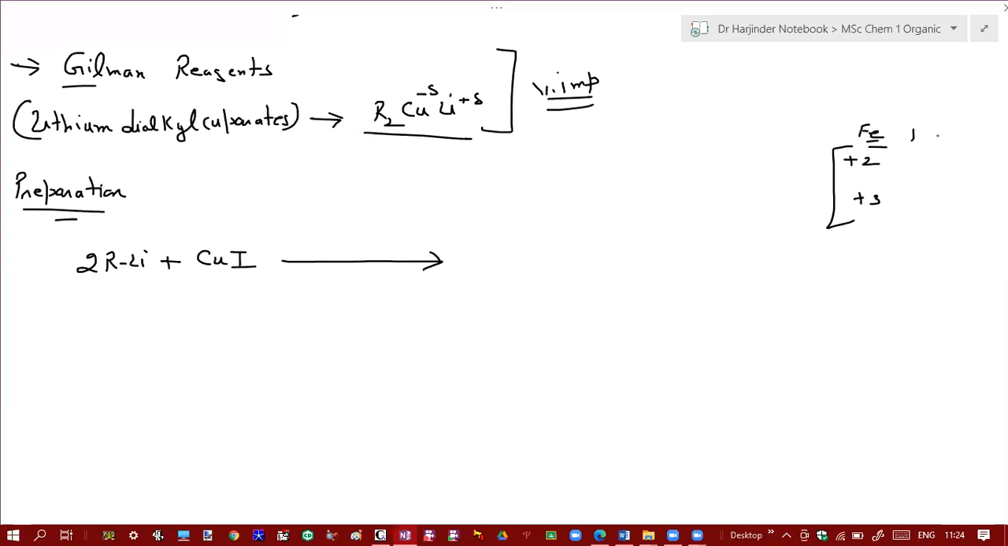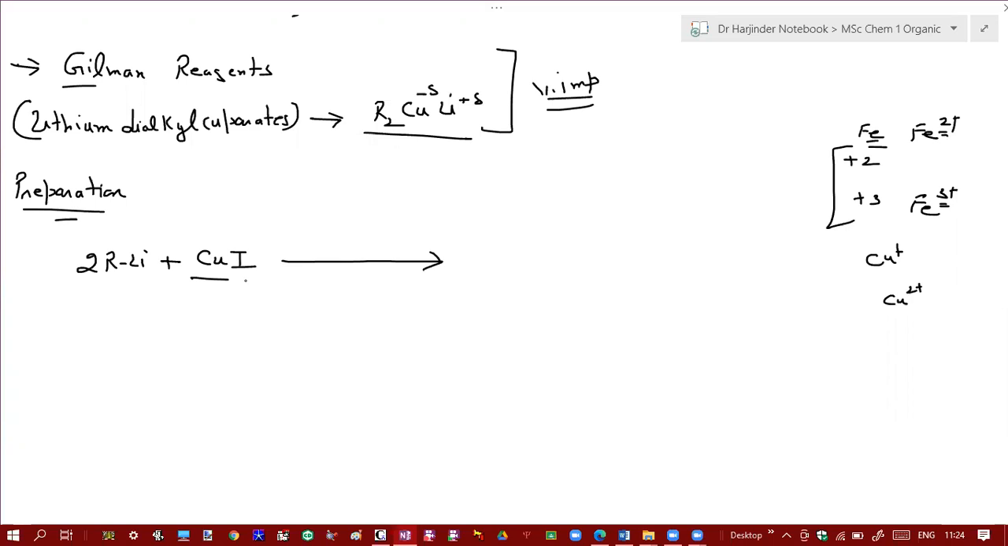if you have iron 2 plus and iron 3 plus, what do you call them? Ferric and ferrous. Which is ferric and which is ferrous? Plus 2 is ferrous and plus 3 is ferric. So if you have copper plus and copper 2 plus, which one is cuprous and which one is cupric? Copper plus is cuprous and 2 plus is cupric.